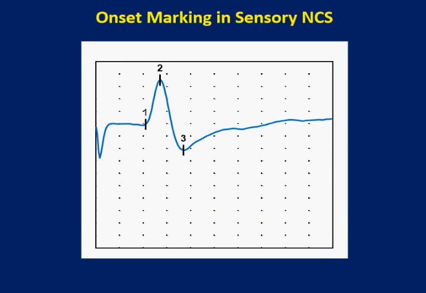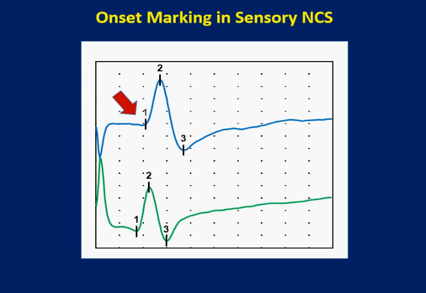In sensory nerve conduction studies, some responses have an initial negative deflection. The onset is measured from the baseline as the signal voltage increases. In other recordings, the potential has an initial positive dip. In these recordings, the onset marker is placed at the peak of this positive deflection. This is different from motor nerve conduction study.